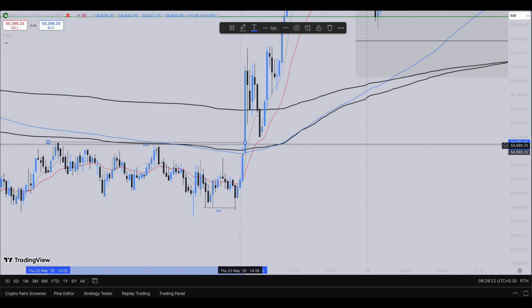Either you could have taken a long position over here, but in case you missed this move, guys, always wait for a retracement. And what happened here is that on this retracement, you can see this is the anchor VWAP level. So let's take this out.